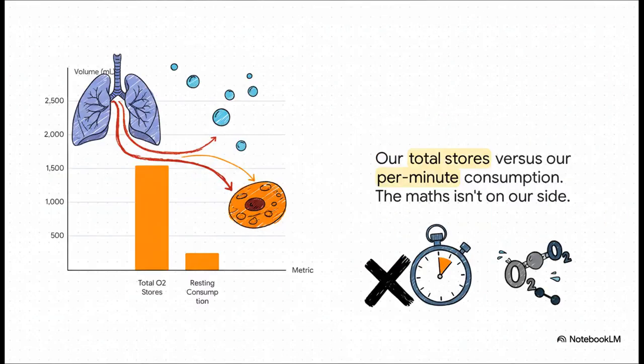And this right here visualizes our problem perfectly. Our total oxygen bank account, what's in our lungs and our blood, is only about 1550 milliliters. But we're withdrawing 250 milliliters from that account every single minute. The math is simple, and it's not in our favor. This is why things can go south so quickly during apnea.